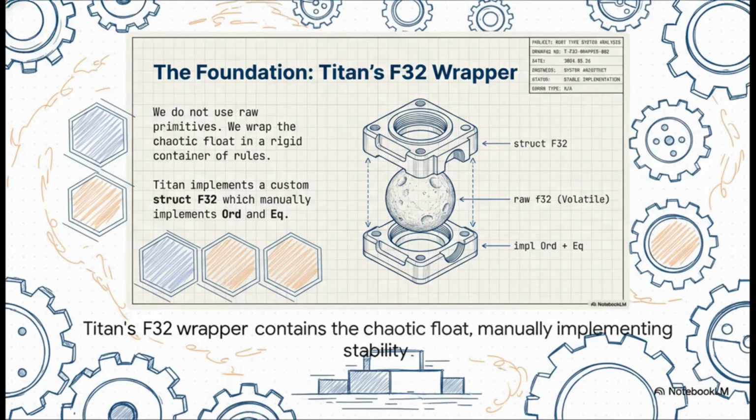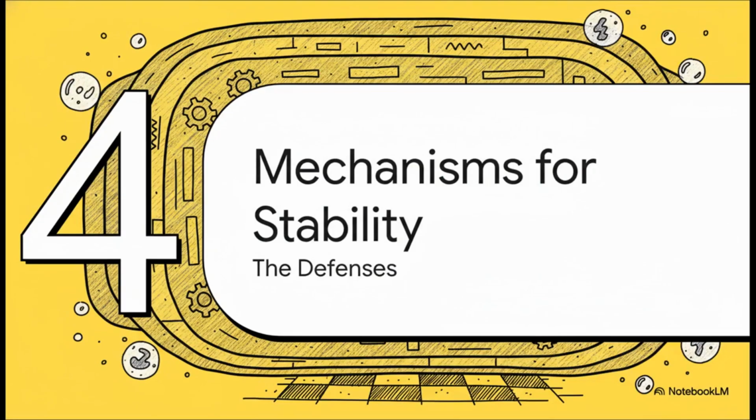Instead of using those raw, chaotic floats, the Titan engine wraps them in a custom container. Think of it like this. You're taking a volatile, unpredictable chemical, that's your raw f32, and you're putting it inside this perfectly engineered, rigid container called F32. This new container forces the float to behave, manually giving it the stability and predictability that it was missing. But here's the crucial part.